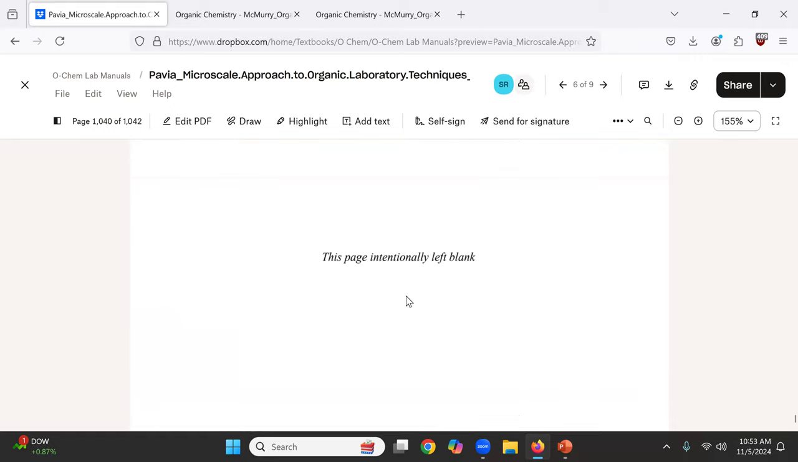That's my favorite paradox. It's intentionally left blank, but by printing that, it's not left blank. Right.